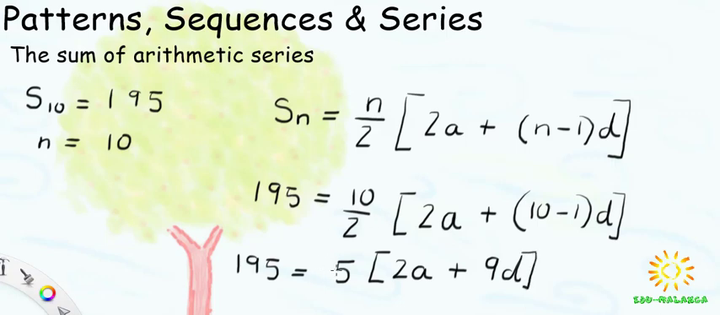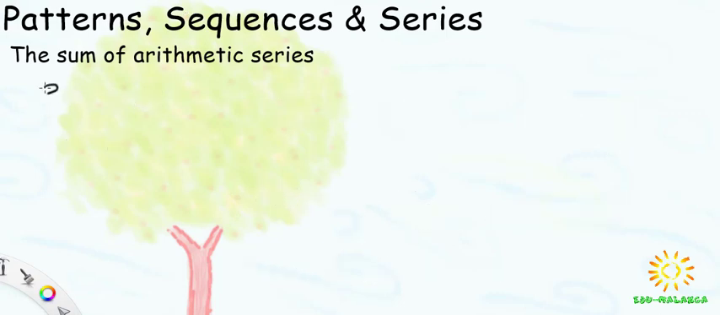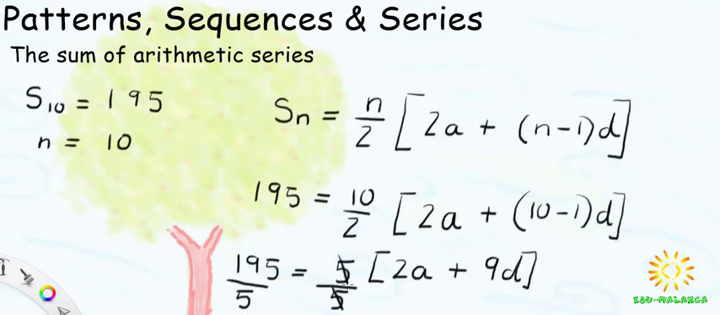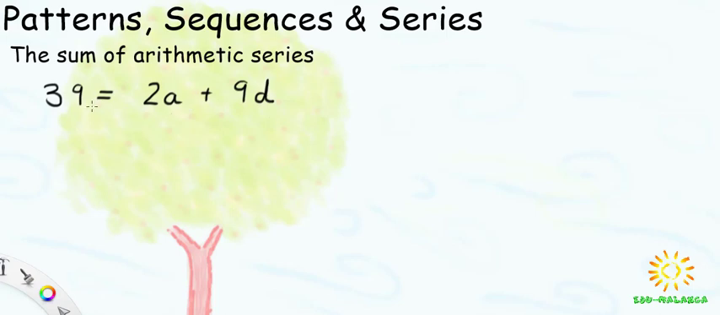We can simplify this equation by dividing by 5 on both sides of the equation. The 5s are going to cancel out on this side, and on this side you'll have 195 divided by 5. That's equal to 39, which is equal to 2a plus 9d, because the multiplication bracket is gone as the 5s have cancelled out. Let's call this equation that we've come up with equation number 2.